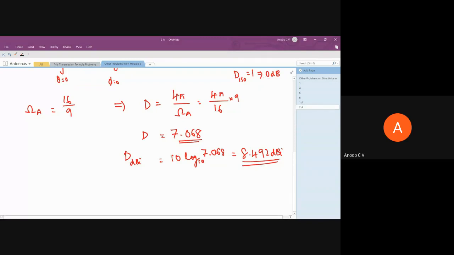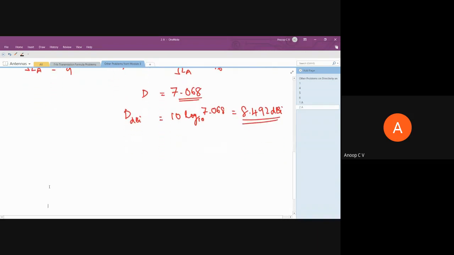So any other directional antenna will have gain or directivity greater than that of an isotropic radiator. So when I say 8.492 dBi, it is 8.492 dB over isotropic, 8.492 dB more than isotropic. That is the meaning, by using the actual method. Now part B is using the approximate method.